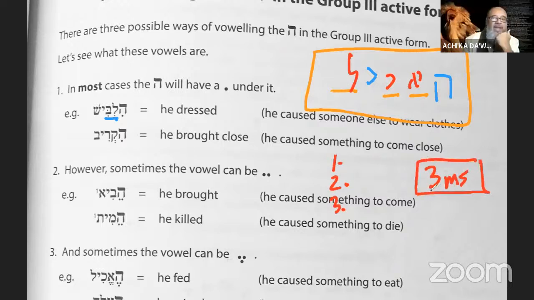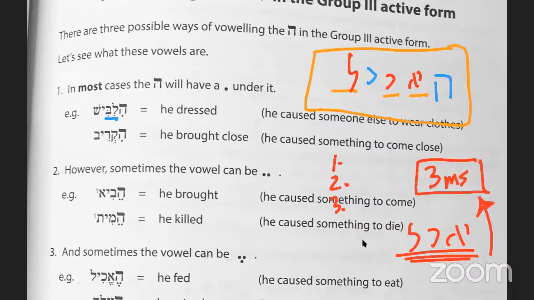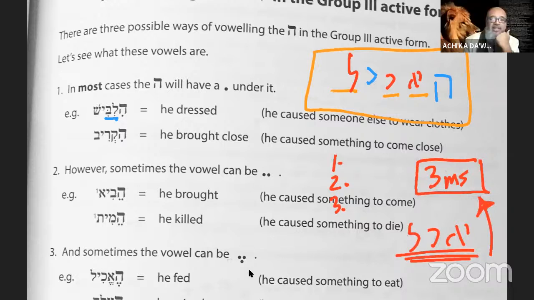Now, how do I know this? How can I prove that? You can prove it by saying that the root itself is 3 letters. And when it's 3 letters by itself, it's perfect. It's a 3MS. Now I'm going to throw a little hook in there for you to show you. And it's not a trick. It's just to show you something.